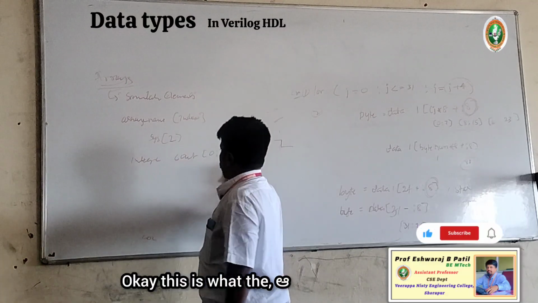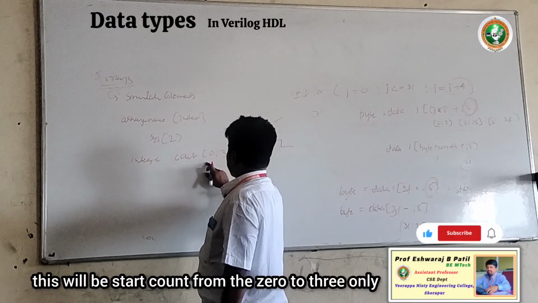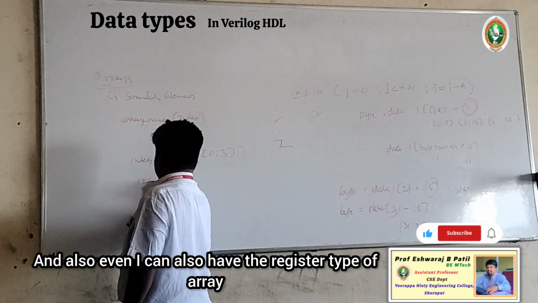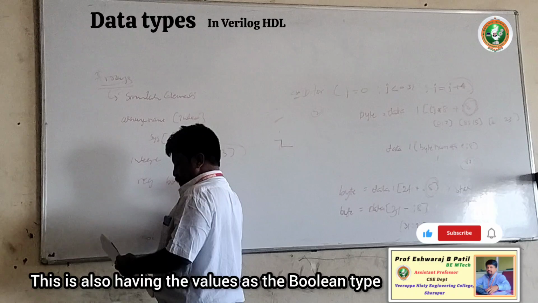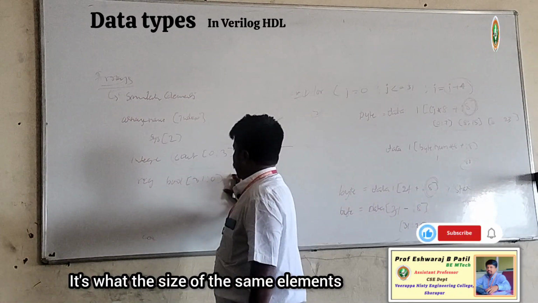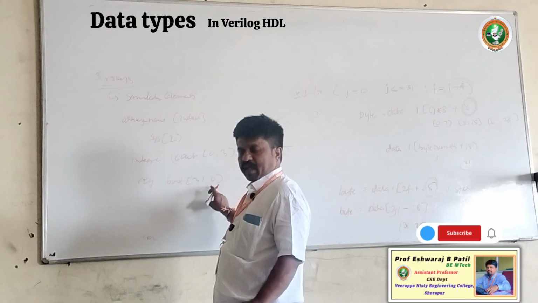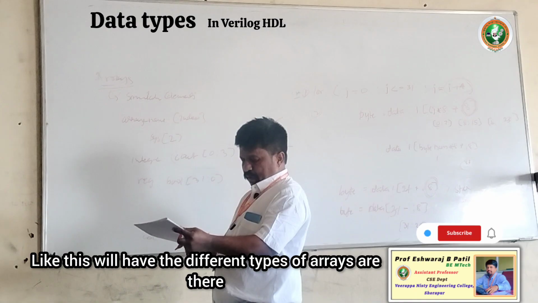This is also an integer type, and this is the array type. The count starts from 0 to 3 only. I can also have a register type of array, which holds boolean values, with a range of 31:0. That is the size of the same elements, having 32 elements in this array. Like this we have different types of arrays.